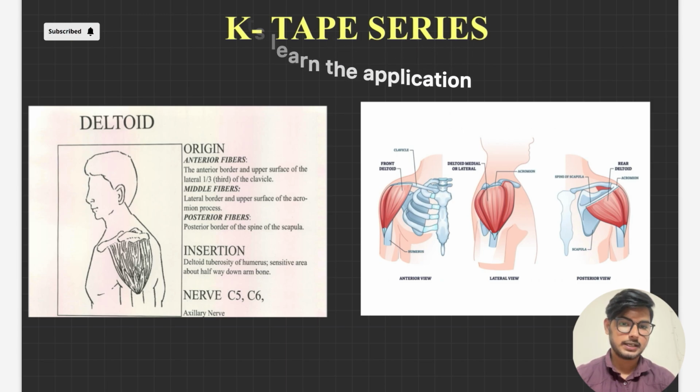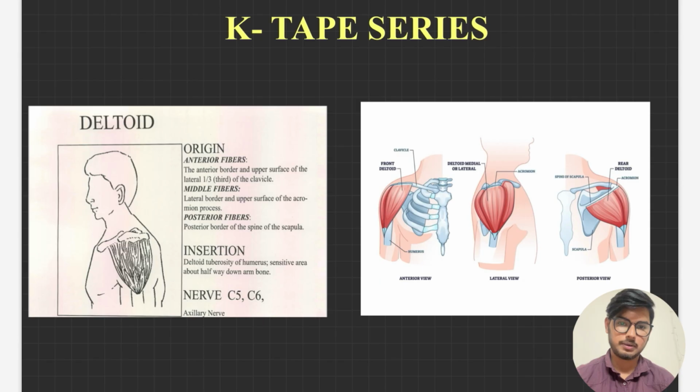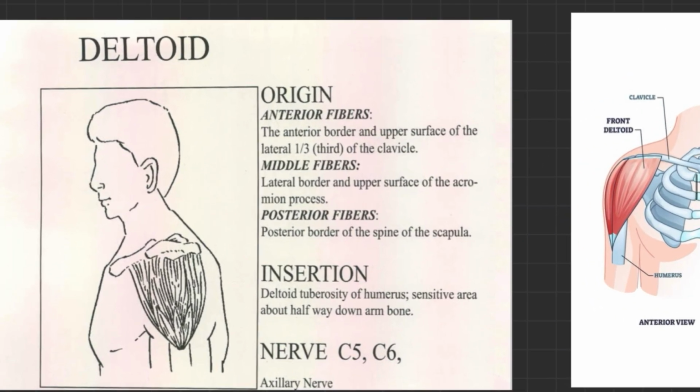So without any further delay, let us start. The first muscle which we are going to talk about is your deltoid from the upper limb. Let us start with the deltoid muscle first. So as you can see, the origin and insertion. So we have three origin points.